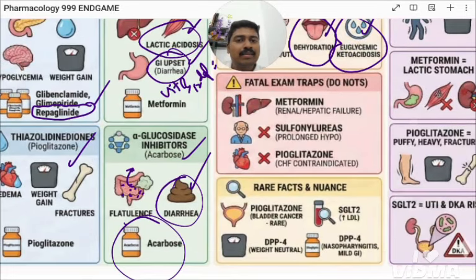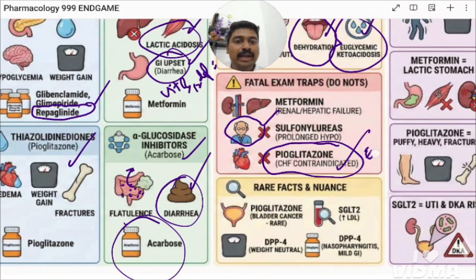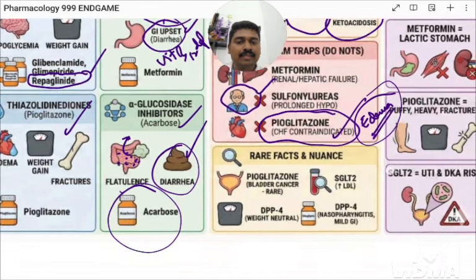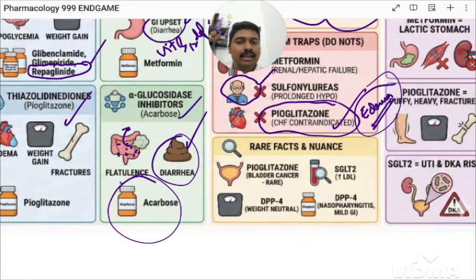Next, metformin can be used in renal and hepatic failure. Second, sulfonylureas will cause prolonged hypoglycemia. Hence, prolonged use can cause hypoglycemia, so it should be used cautiously in adults. Third, pioglitazone is contraindicated in CHF because it will cause edema and fluid retention, which is bad for congestive heart failure. Next, pioglitazone has rarely been associated with bladder cancer. These are rare facts. SGLT2 inhibitors can cause increased levels of LDL.